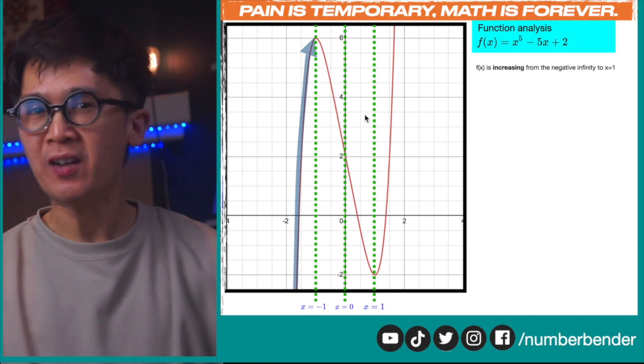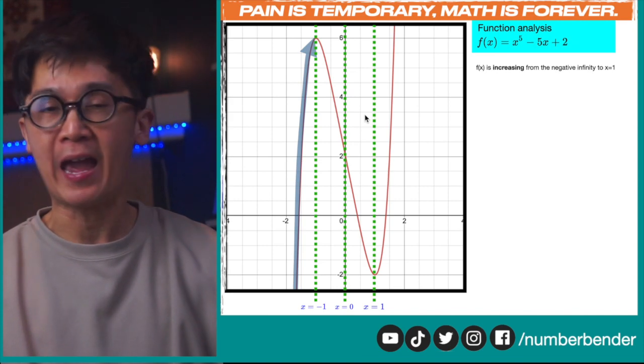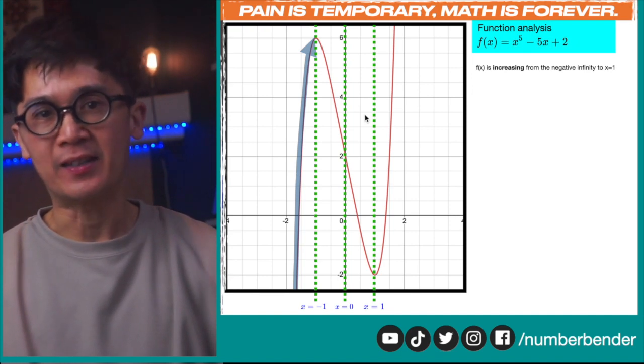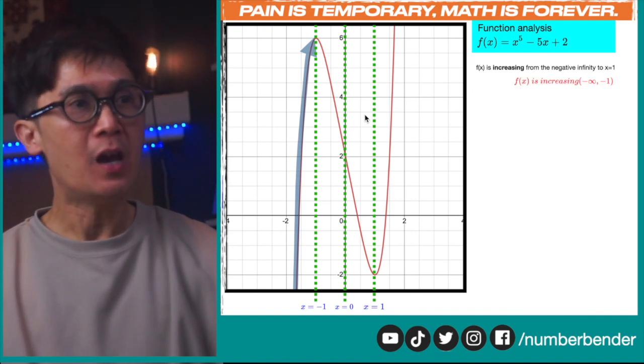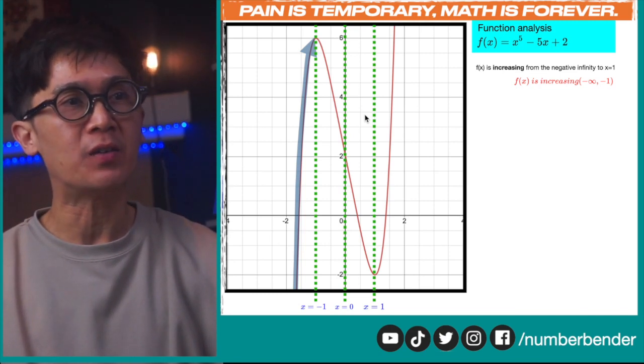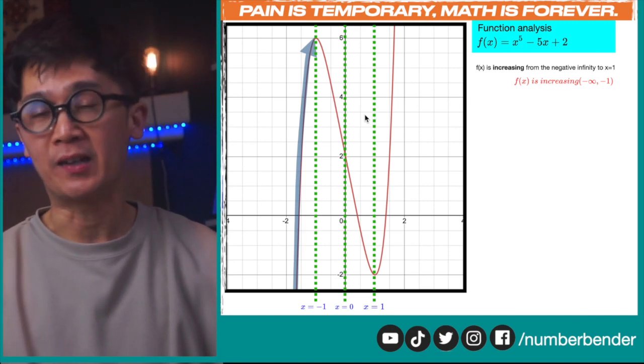Mathematics is like learning a foreign language. You need to learn how to read it. You also need to learn how to write it. And to write this using a mathematical notation, we can write this as f of x is increasing at the open interval negative infinity, comma, negative 1.